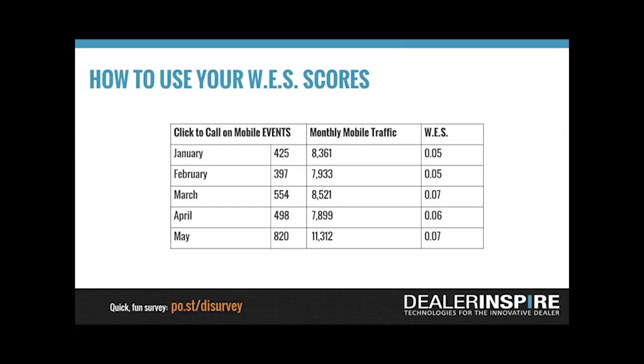So for the mobile score, we're going to pay attention to that mobile traffic number. And then for the other actions, we're going to look at that total traffic number. So using these numbers, now we have our actions, our clicks or events, and our traffic numbers. We're going to see that click to call on mobile WES has a score of 0.05, click on a VDP 1.91, and search on homepage 0.64.